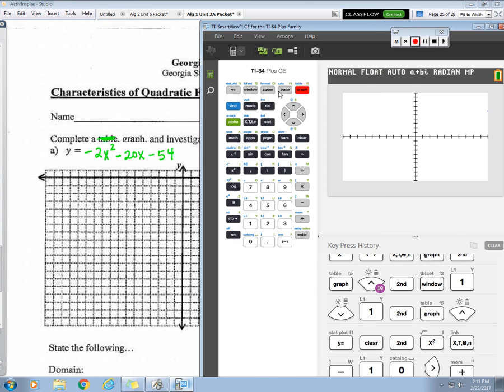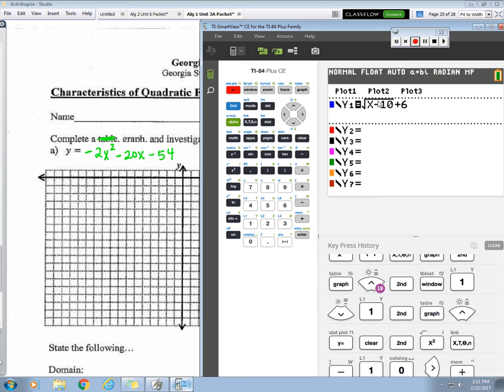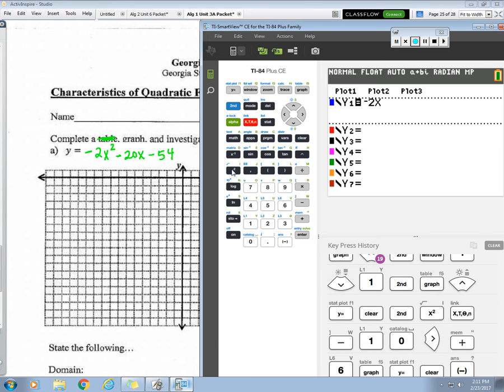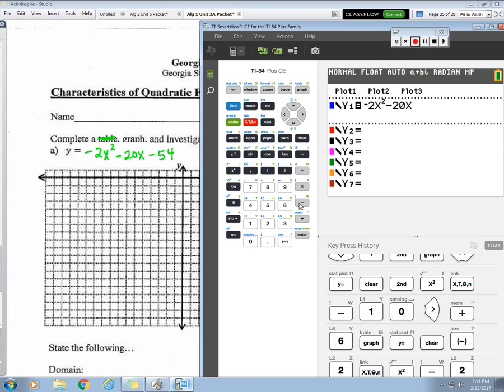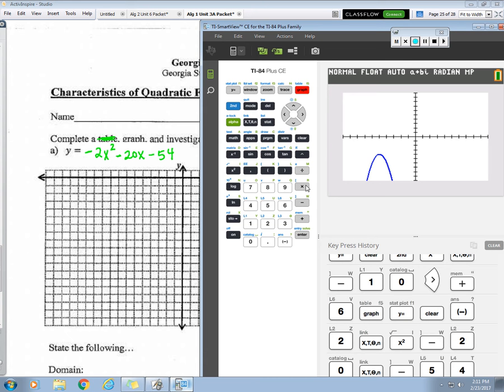So you'll go to your calculator, go to y equals, clear out whatever's there from last period, and now type in your new equation, negative 2x squared minus 20x minus 54. Okay, so the first thing we're doing is graphing it. Now, you'll notice on your calculator screen that we see it all in the third quadrant, correct? Quadrant 1, 2, 3, 4. So it's mostly in quadrant 3.